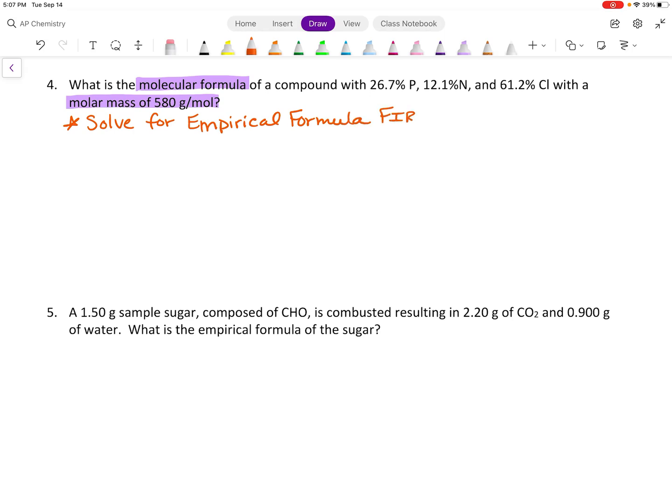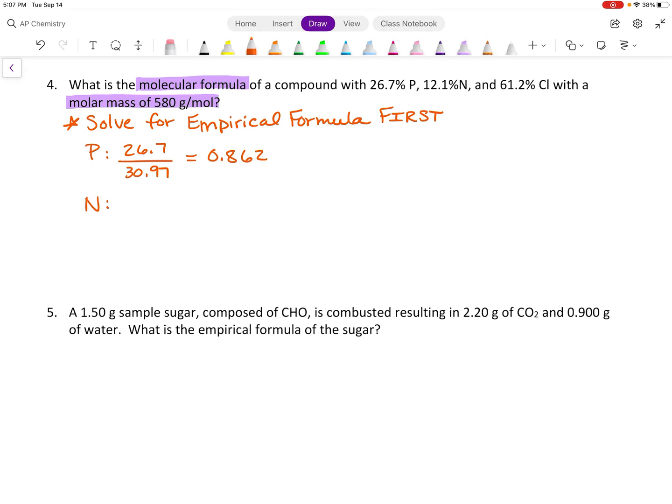First, if not given, okay? So we're going to do the same thing we've done on the other problems. So now we have P, 26.7 on the periodic table. Phosphorus should be 30.97. And that gives us 0.862.